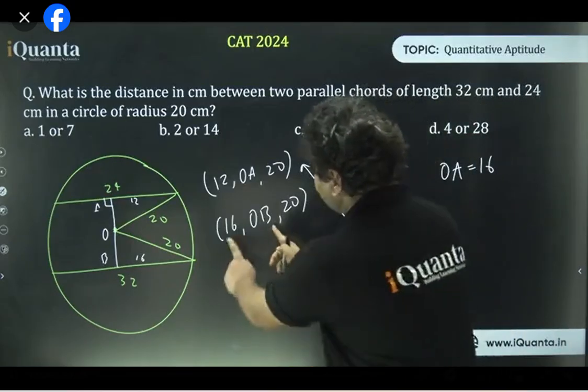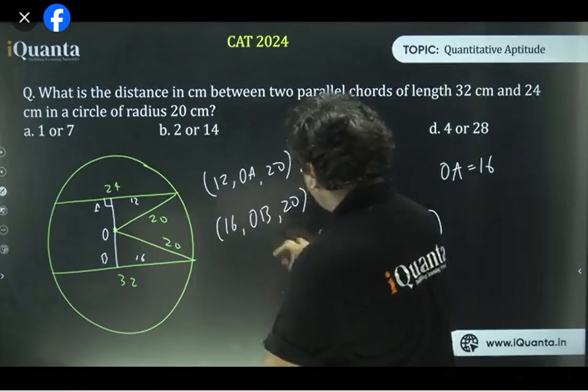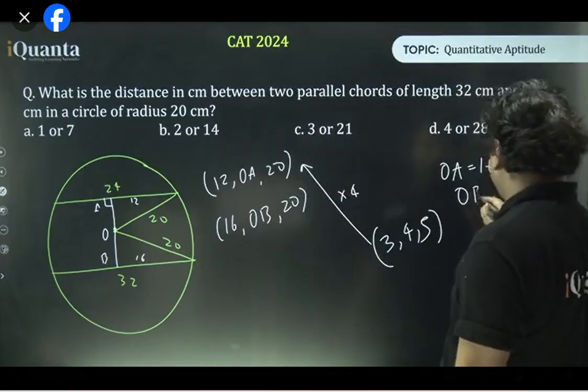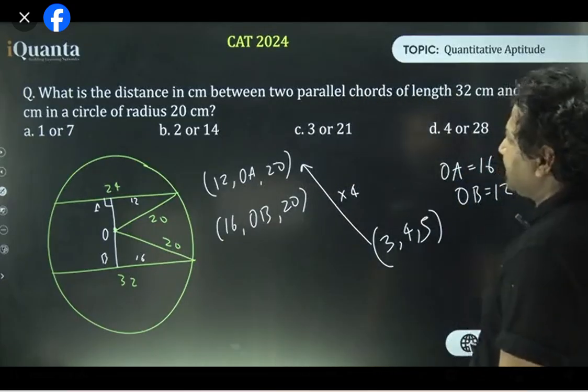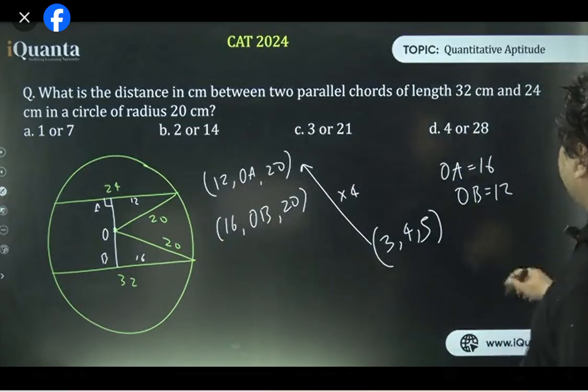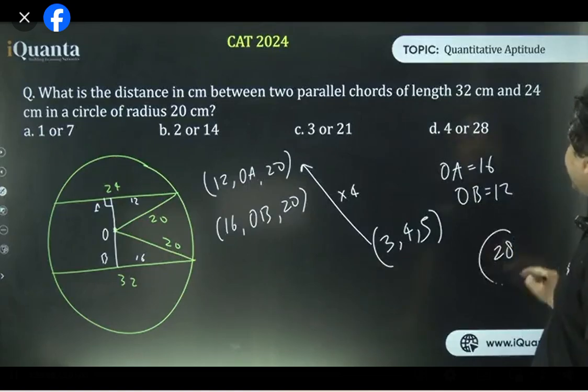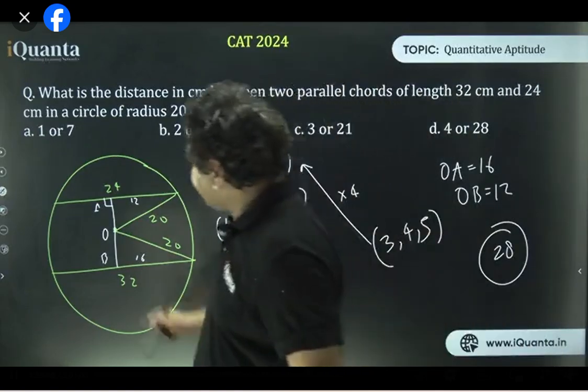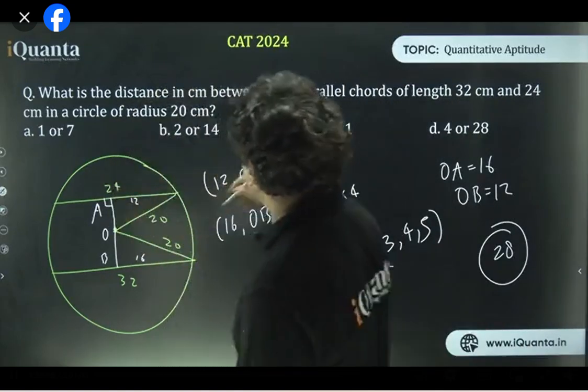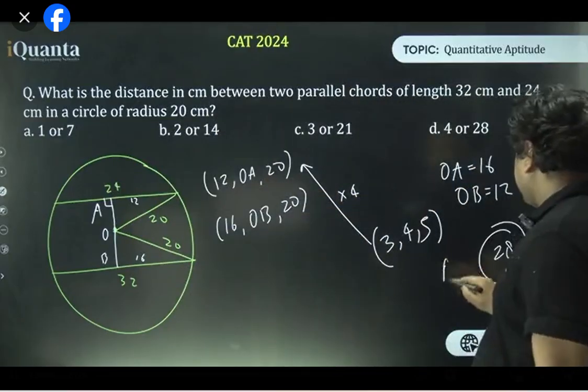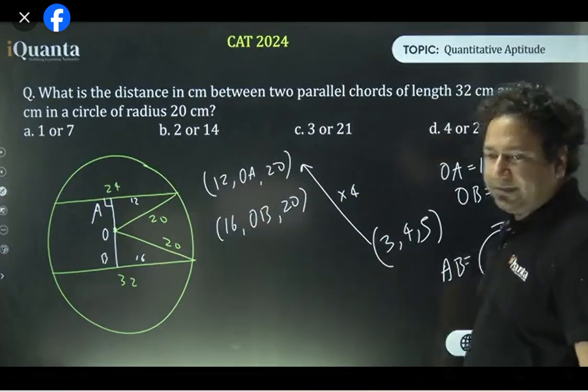And this one is the reverse. 16 here comes here, OB will be 12, isn't it? So if I add them up, I'll get 28, right? Distance between, so we have to find the value of AB, that is 28. Is that right?